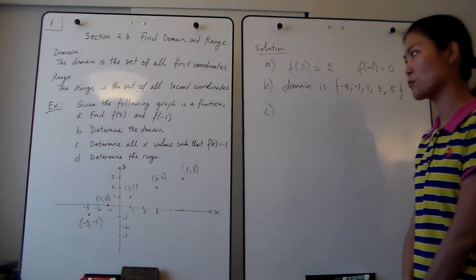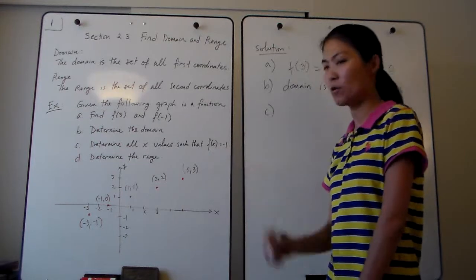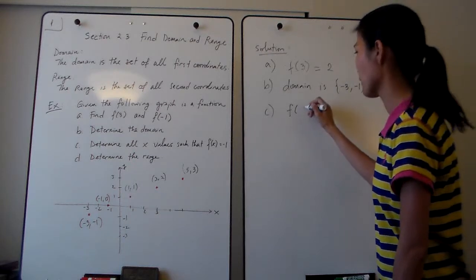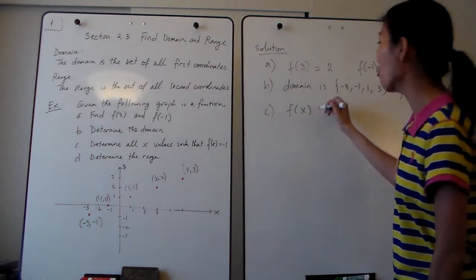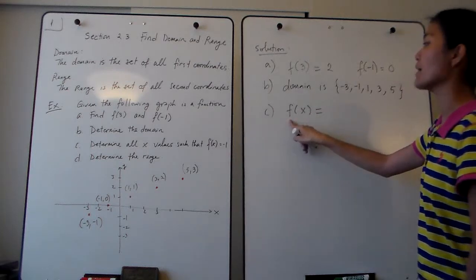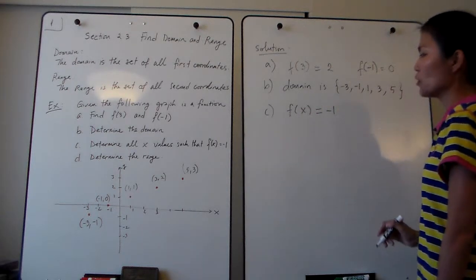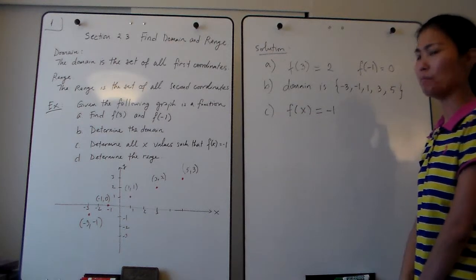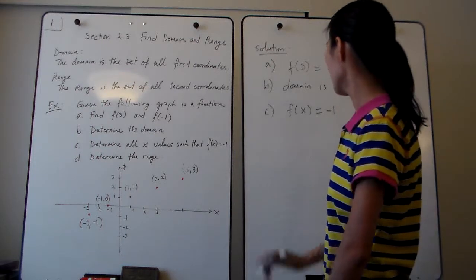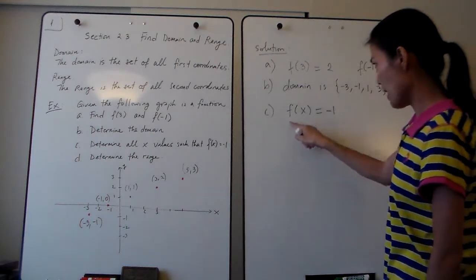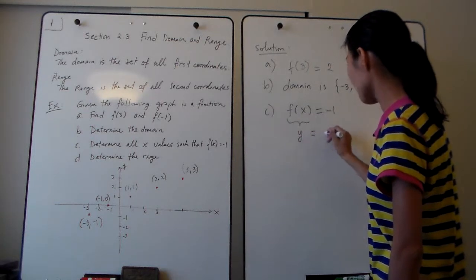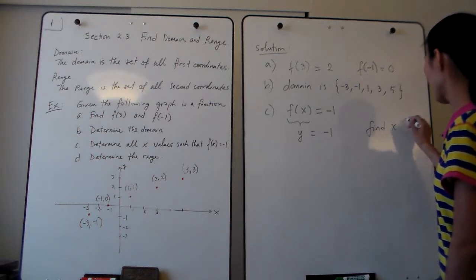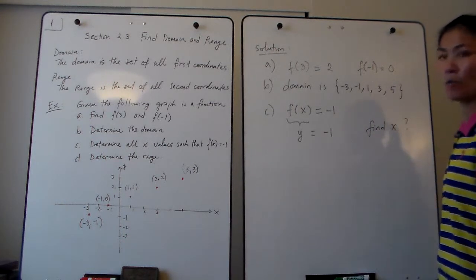Determine all x values such that f of x equal to -1. We're given, we know that this f, or the y, okay, at some x we don't know. We know this f or y equal to -1. The question is, at what x does this f equal -1? So let's find out. Remember, f of x is similar to y, okay? Another way of saying is that f of x when y equal to -1.